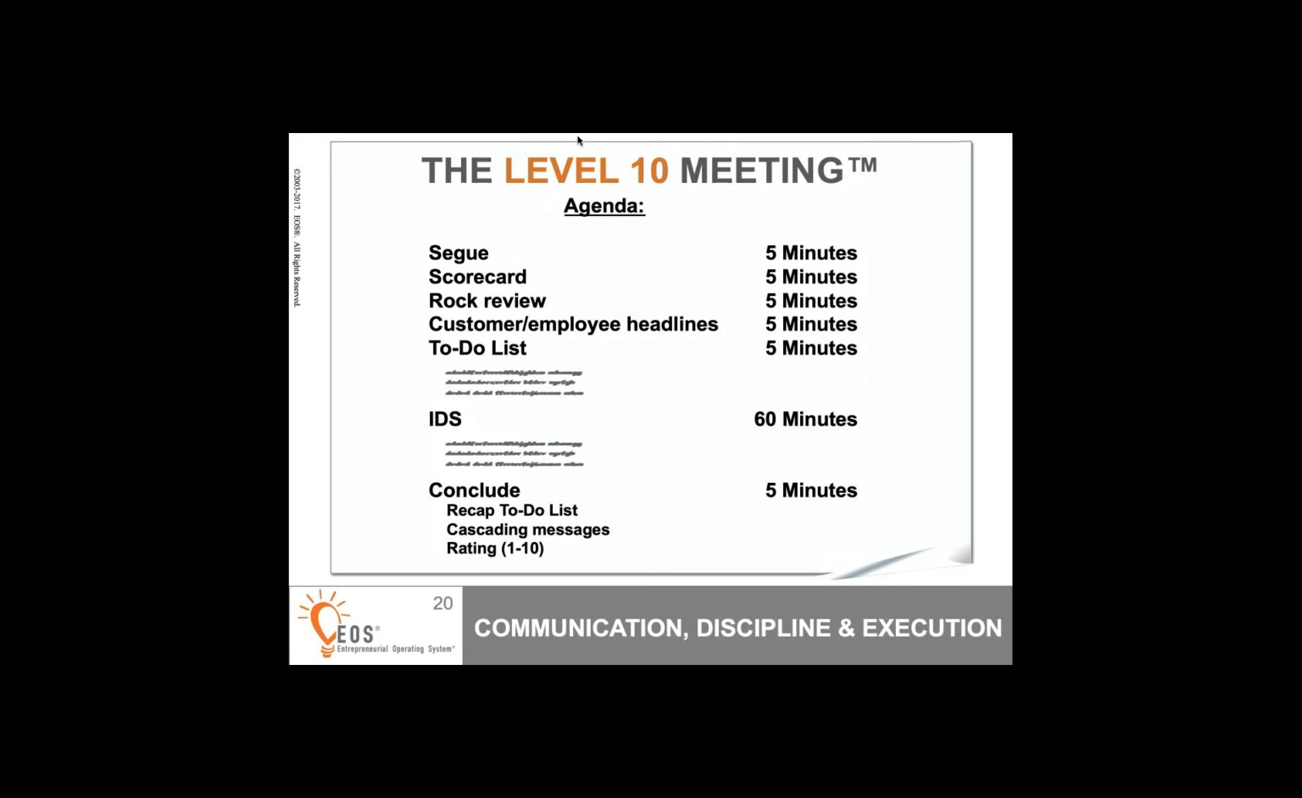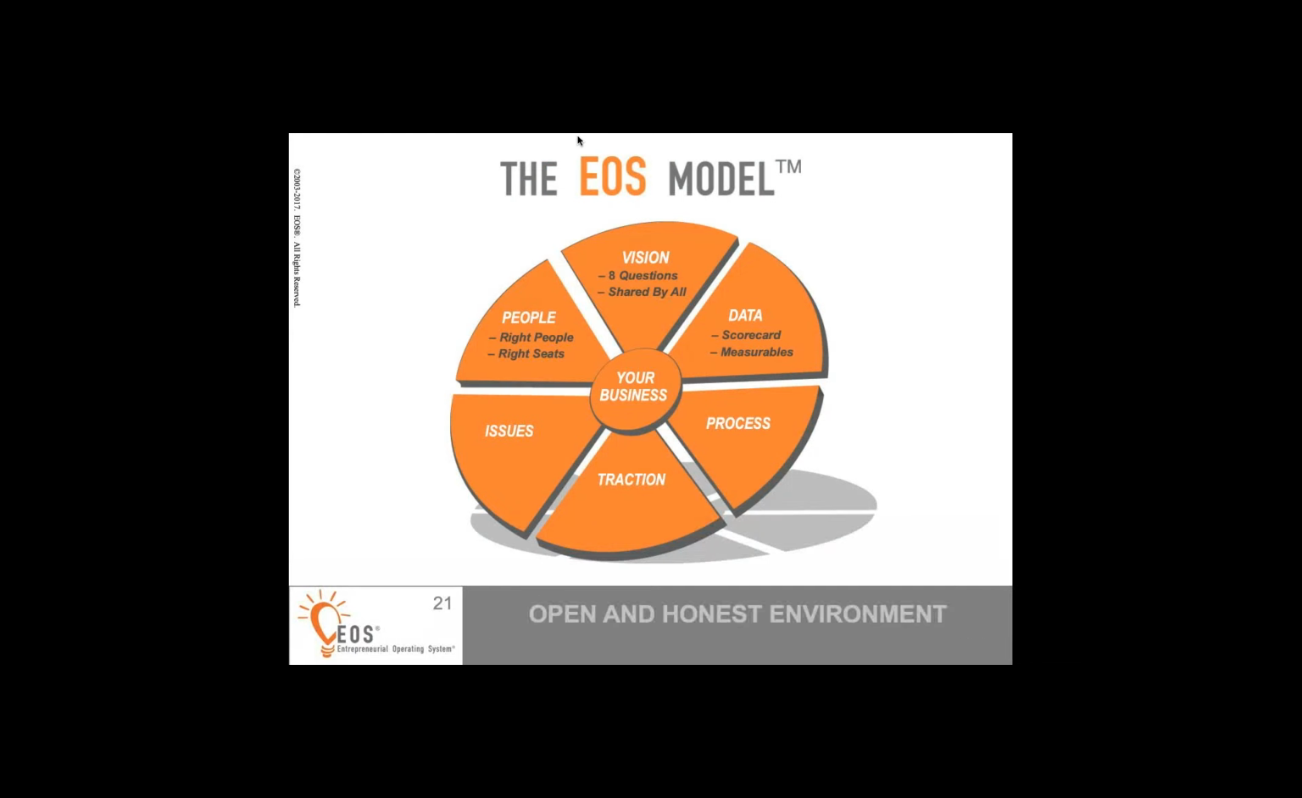From the to-do list, we're going to move down to the issue solving track. This is 60 minutes in a 90-minute meeting. This is where people are going to walk away saying, yes, we solved the problem for the long haul. So I'm going to get into IDS a little bit deeper here and show you what that means.